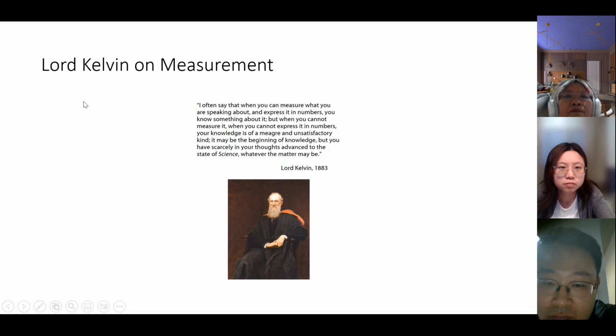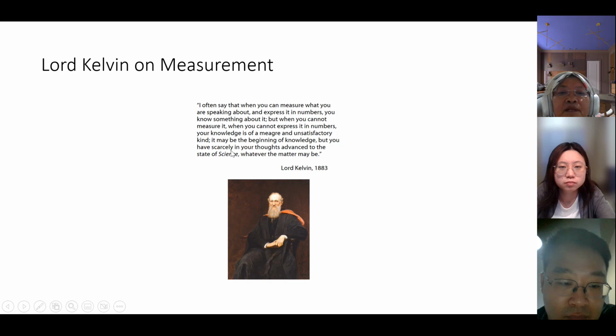So this is talking about Lord Kelvin on measurement. I often say that when you measure what you are speaking about and express it in numbers, you know something about it. But when you cannot measure it, when you cannot express it in numbers, your knowledge is of meager and unsatisfactory kind. That means very limited. It may be the beginning of knowledge, but you have scarcely in your thoughts advanced to the state of science, whatever the matter may be.